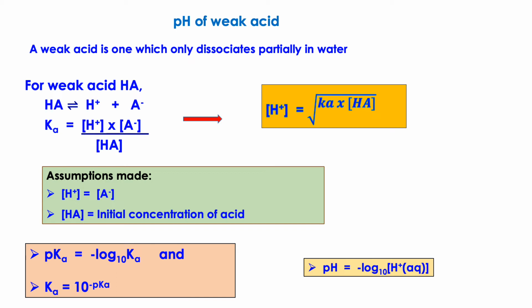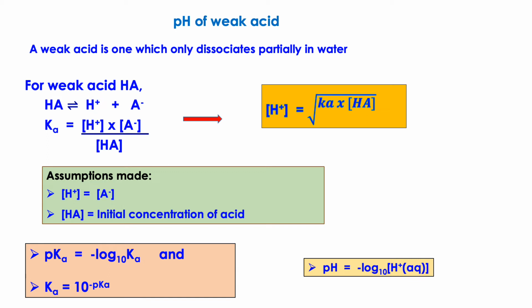To arrive at this formula, there were two assumptions made. The first one is that the concentration of H plus ion is assumed to be equal to the concentration of A minus ions. And the second assumption is that the concentration of HA at equilibrium is equal to the initial concentration of the acid.